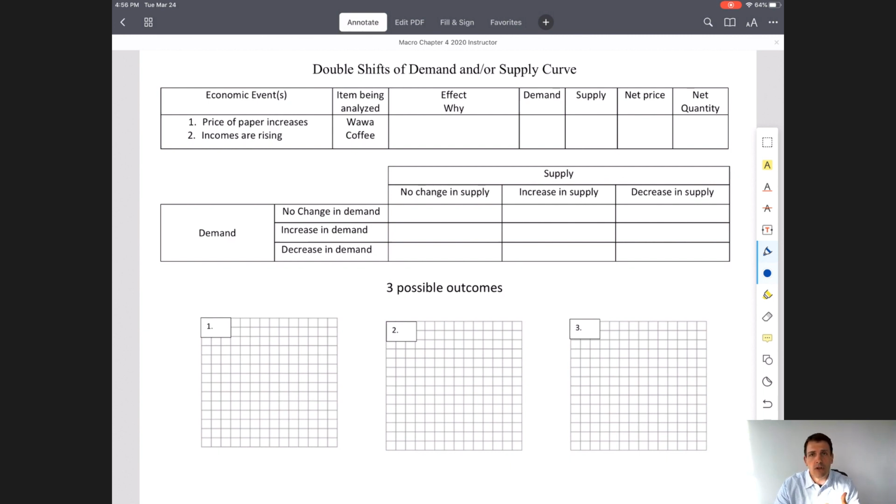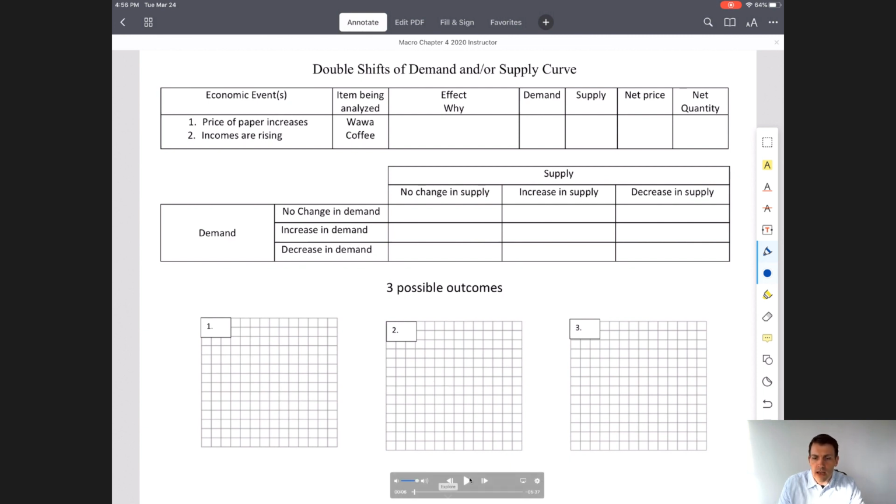So the demand curve and the supply curve could both be shifting. We can try and solve that for you, so that's what this tries to cover. Let's say you're working at Wawa and paper prices increase. Well, you have your coffee cup that's made out of paper, so you know that's going to impact your supply curve, because that is one thing that shifts the supply curve. The other thing that's happening, let's say wages are going up or income's going up for the economy as a whole. So you know that's going to impact the demand curve because that's a normal good. All right, so those two things are happening at once.